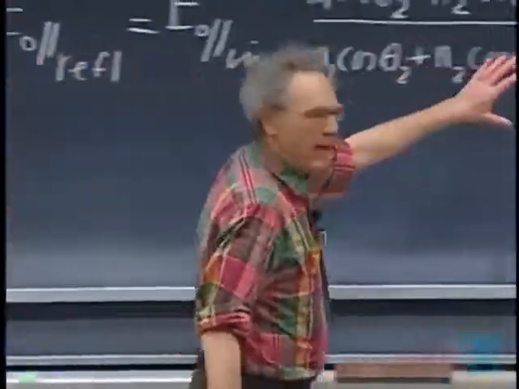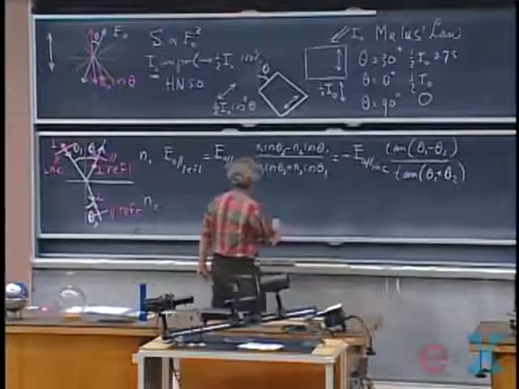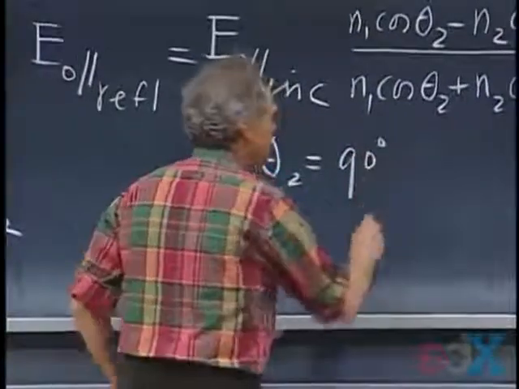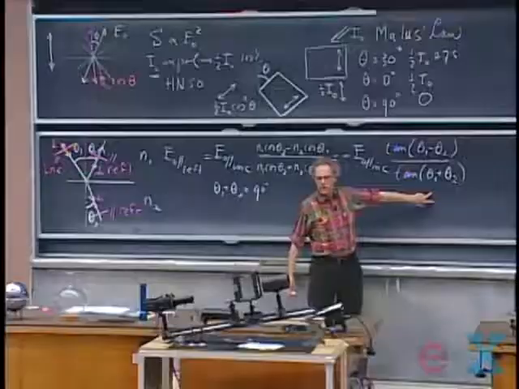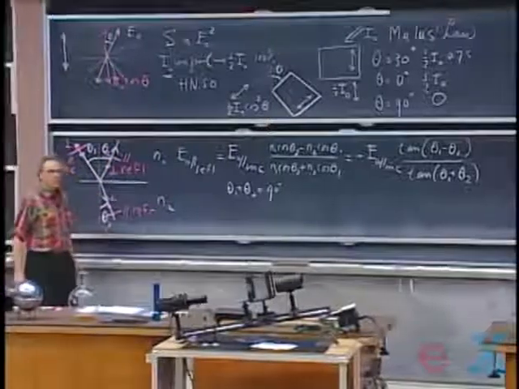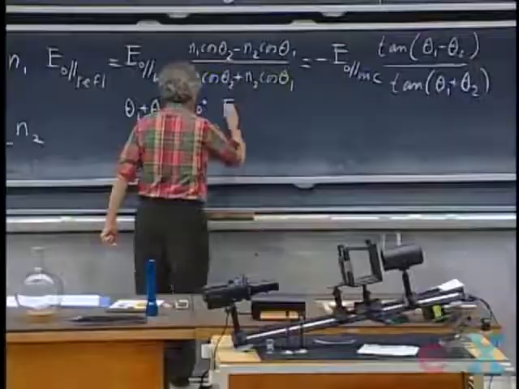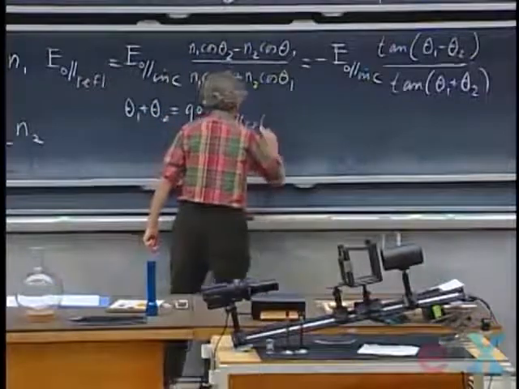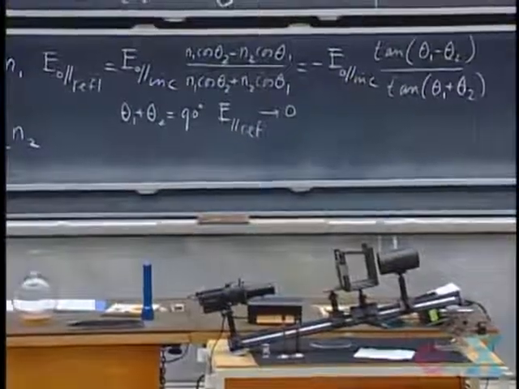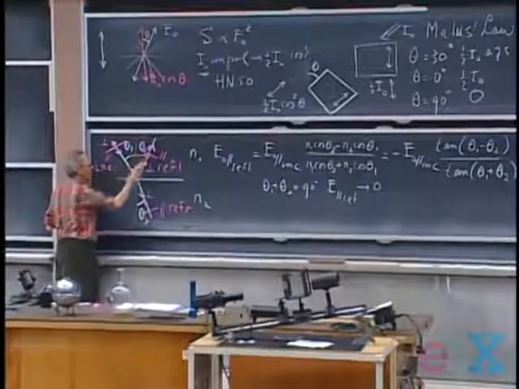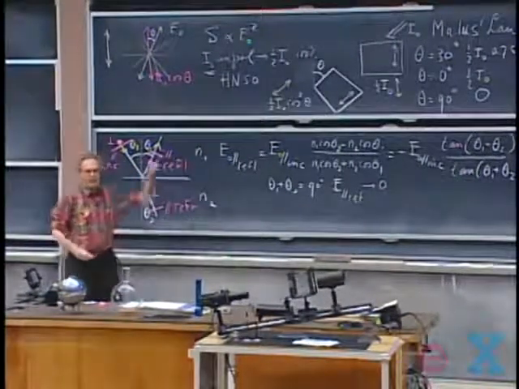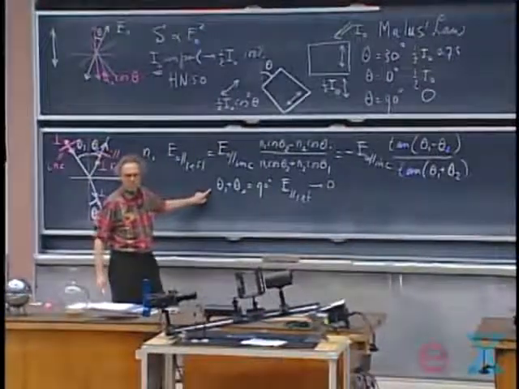There is something very special hidden in this equation, and that is when theta 1 plus theta 2 is 90 degrees, then the downstairs here is infinitely large. And so that means that the parallel component in reflection is 0. So E parallel in reflection goes to 0. And if that one goes to 0, there is only this one left, which is not 0, and that means the reflected light is now 100% polarized in this direction because I have killed this component completely. But it only works if this condition is met.